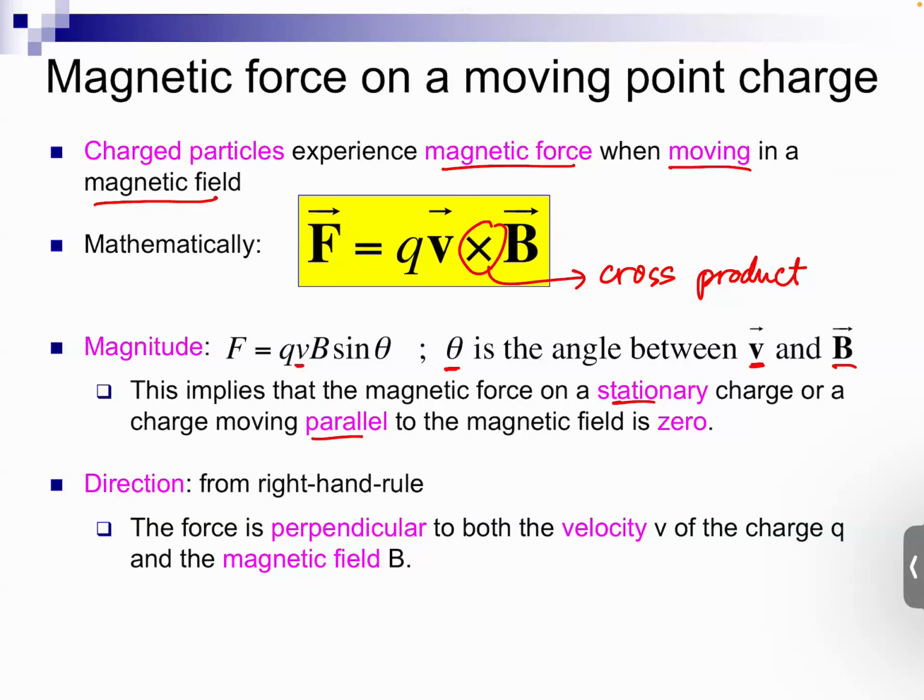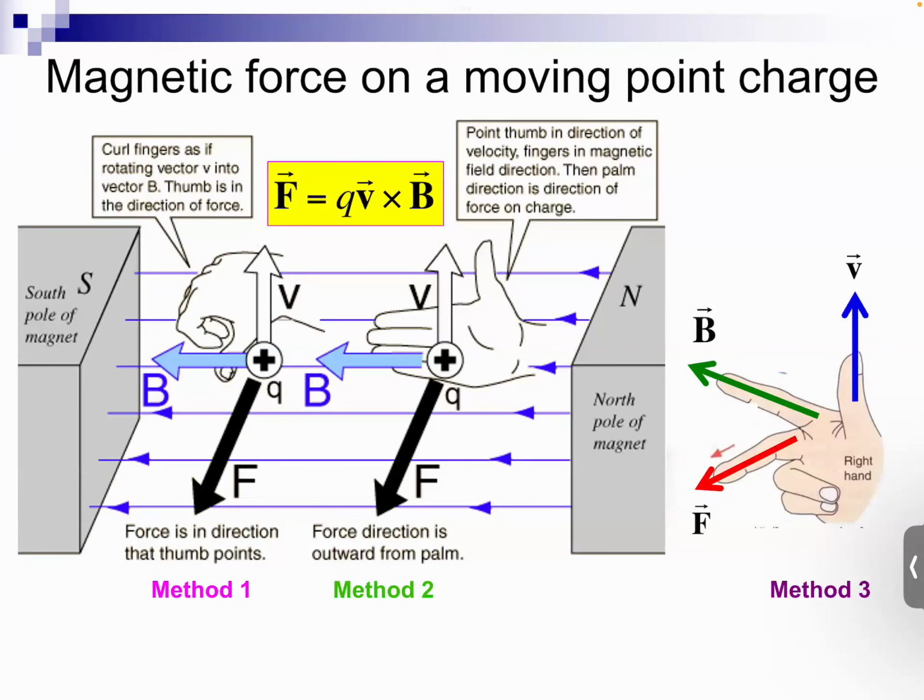Of course, force is a vector, so you need to determine its direction as well. To find the direction, you have to use the right-hand rule. So you have these two vectors, the velocity and the magnetic field vector. You need to do the right-hand rule. Okay, a revision of the right-hand rule. That's why it's called the right-hand rule. You use your right hand.